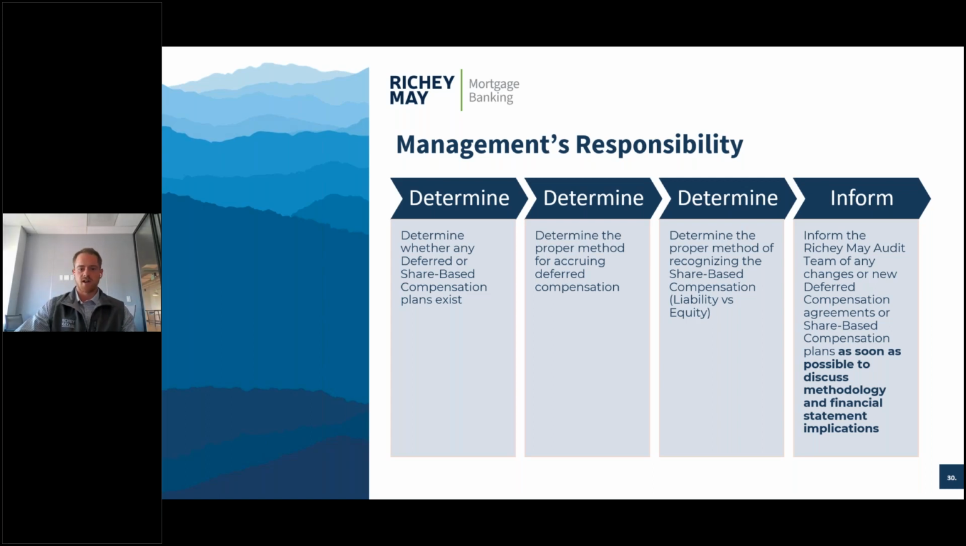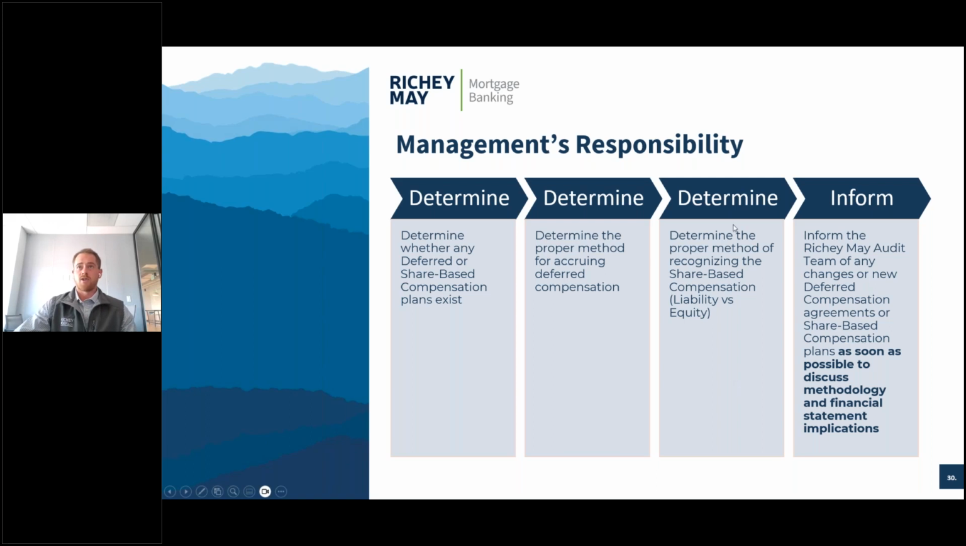Like we discussed, that guidance starts with the flow chart between 710 versus 718. And then from there, you can boil down where your guidance lands and how the accounting should be treated. And like always, with any questions that come up, you can always reach out to the Richey May team and we can look through your plans and help you decide what the best avenue for recognition is.